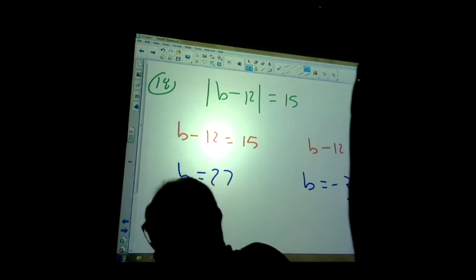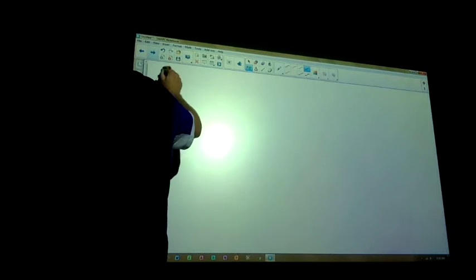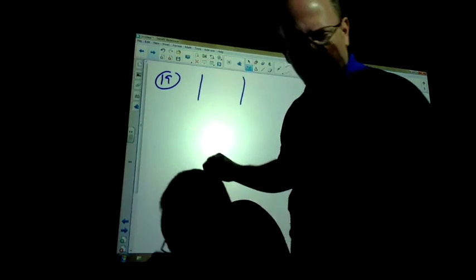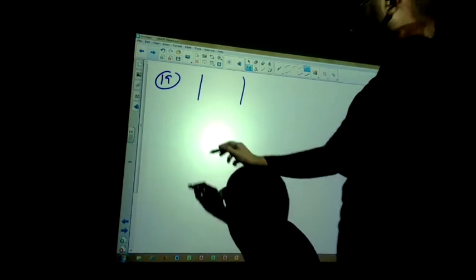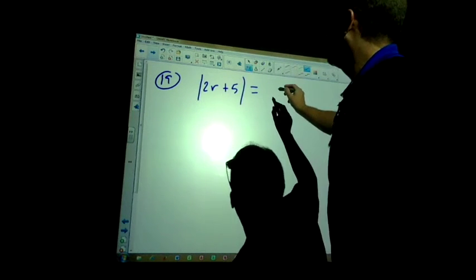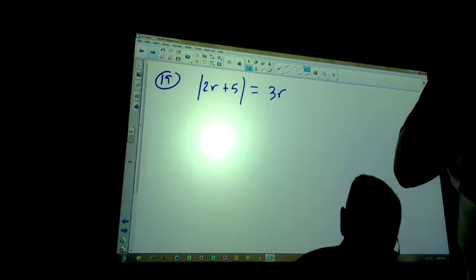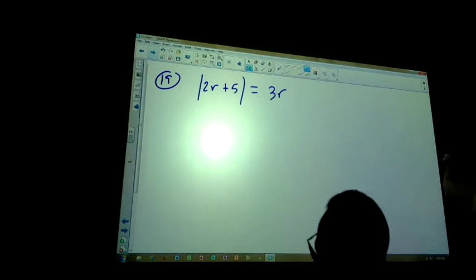The number 19. Can I go off this? Yeah. 19. We have the absolute value of 2r plus 5 equals 3r. Okay. So again, absolute value. How many answers should we be thinking about? 2. Okay.